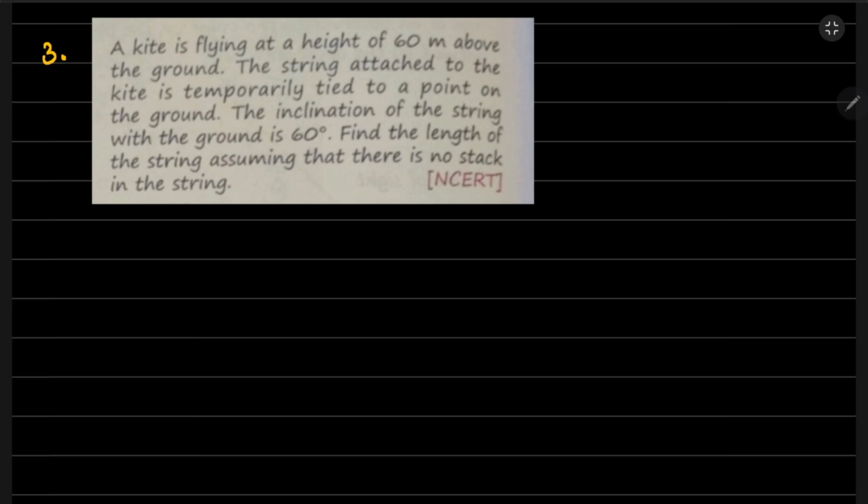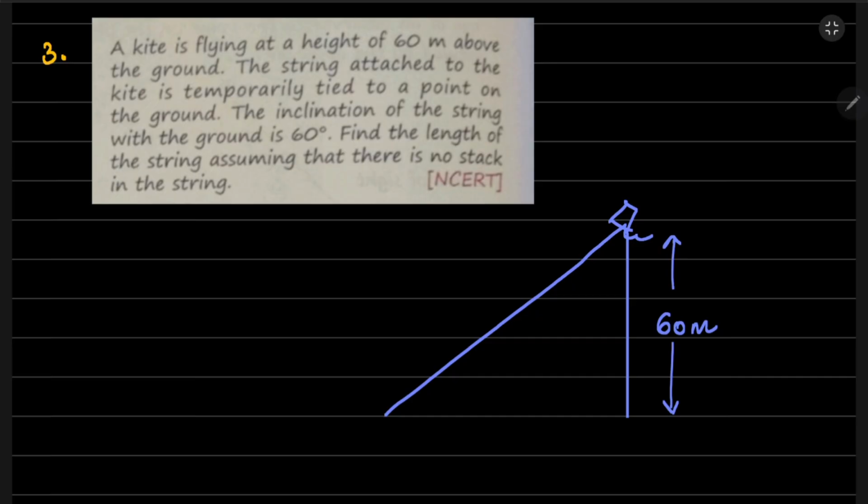Now, a kite is flying at a height of 60 meters. Suppose this is your kite. So the height from the ground is 60 meters. This is the height at which the kite is flying. The string attached to the kite is temporarily tied to a point. So let this be the point to which your kite is tied. Okay, this is your string.